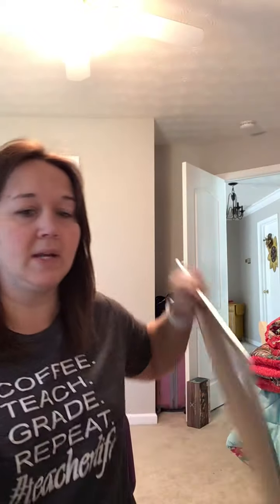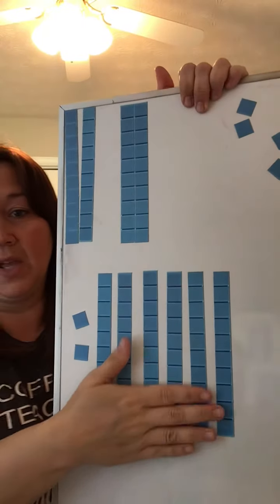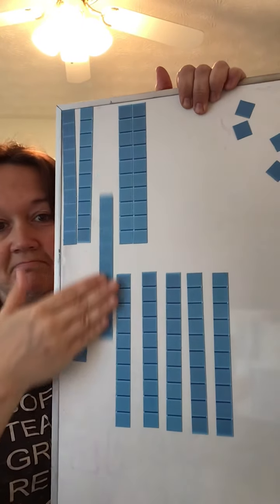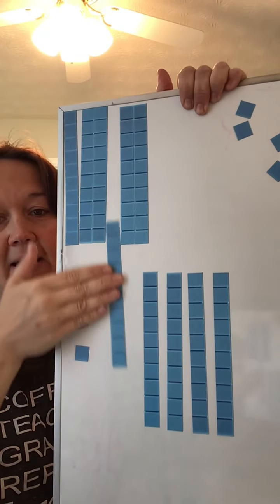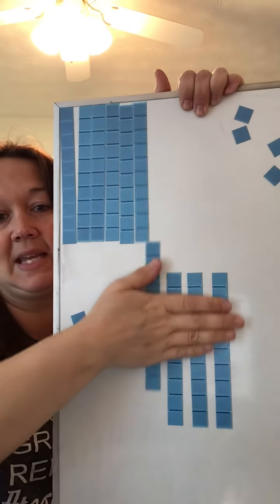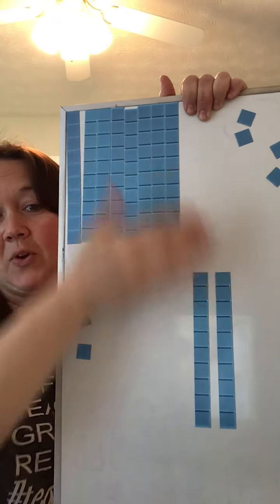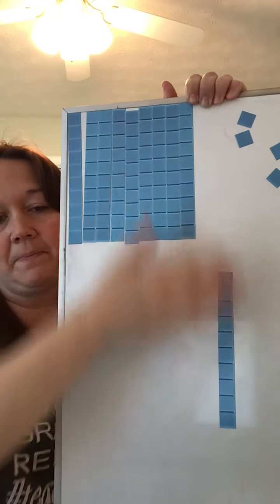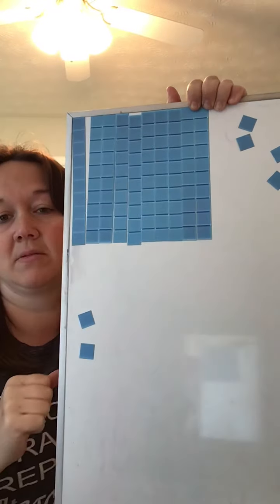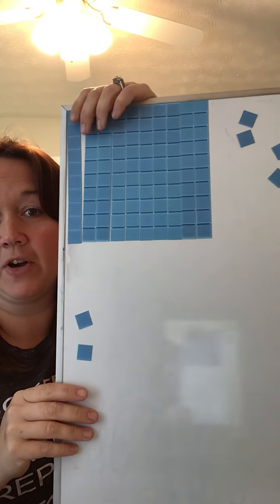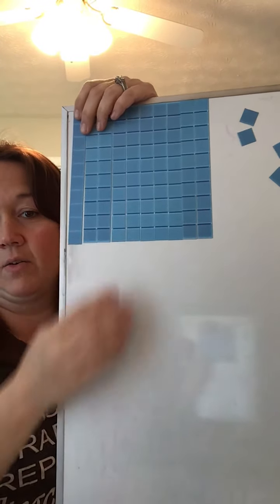0 tens. What does 0 tens look like? Do we need any of these? Nope. So we're just going to slide these back up. So we don't need any tens. This number that we're going to put on number 3 is not going to have any of these. 0 tens.